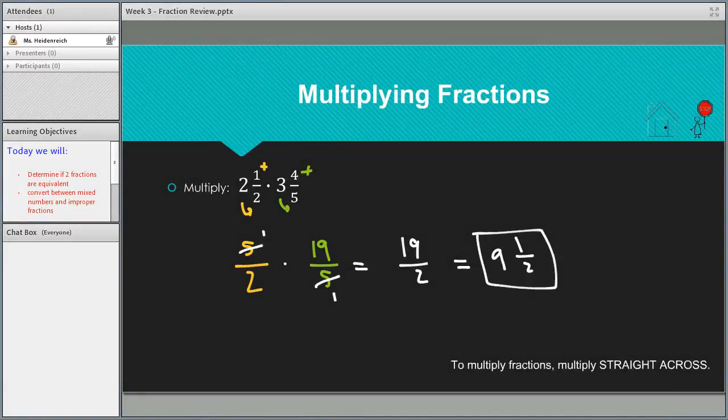All right, so we end up with 2 1/2 turning into 5 halves. 3 4/5 turns into 19/5. And then I chose to simplify my 5 and my 5, so I divided those out and got 1s. And then we have 19/2, which as a mixed number would be 9 1/2.